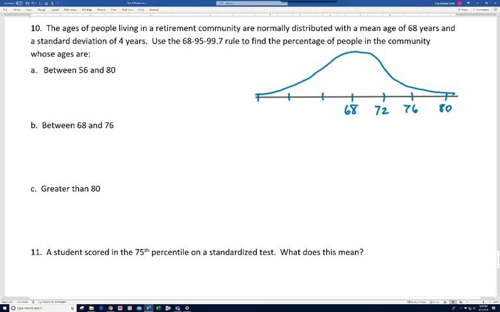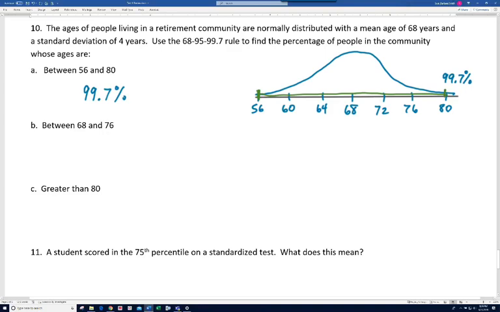And we can do the same in the other direction. Subtract 4, you get 64. So the mean, 68 minus 4 is 64. Subtract 4 again, you're at 60. And 3 standard deviations below the mean, you're at 56. So between 56 and 80, well, that's 99.7% of the data. And so that's our answer on part A.